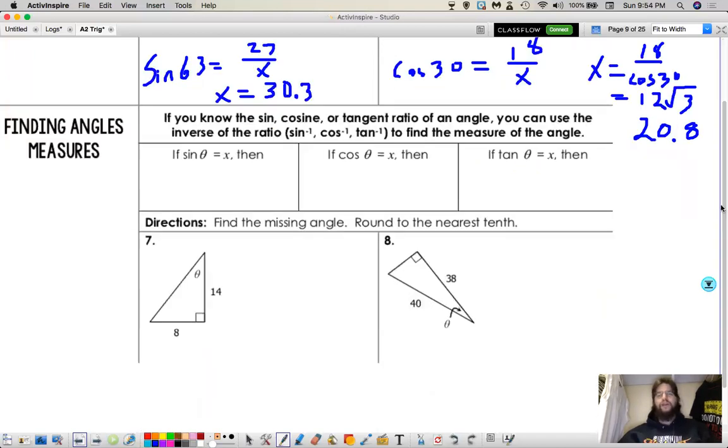Now, what if we need to know an angle? Remember, that's whenever you use your inverse trig functions. Theta would be sine inverse of x. Theta is cosine inverse of x. So all an inverse function does is undo it. Remember, if you have a function and its inverse and you compose them, you plug them into each other, you get x out, right?